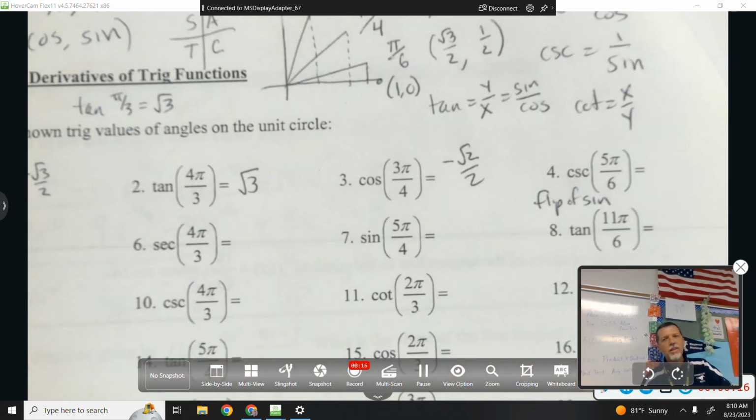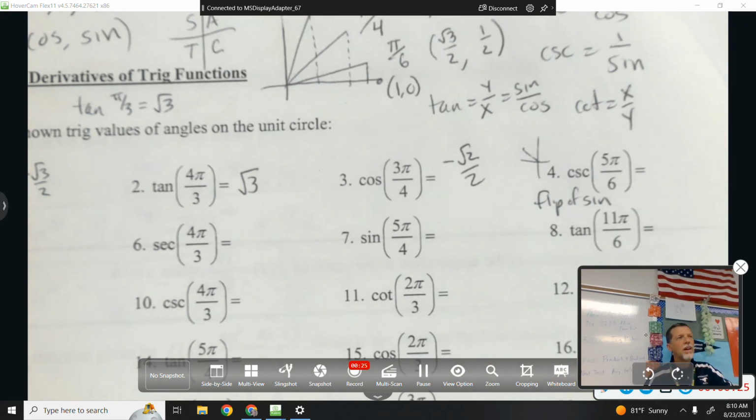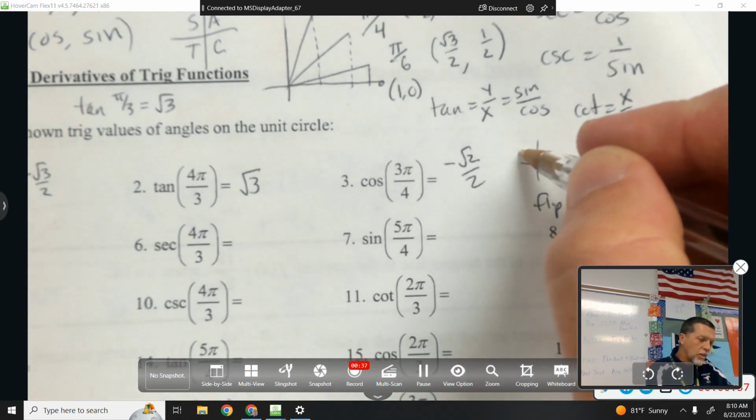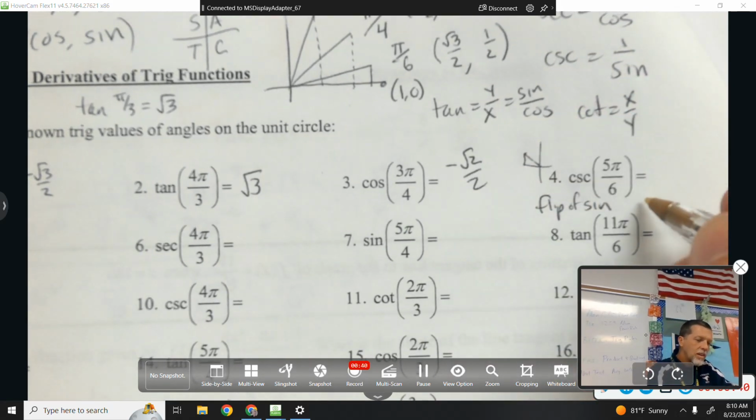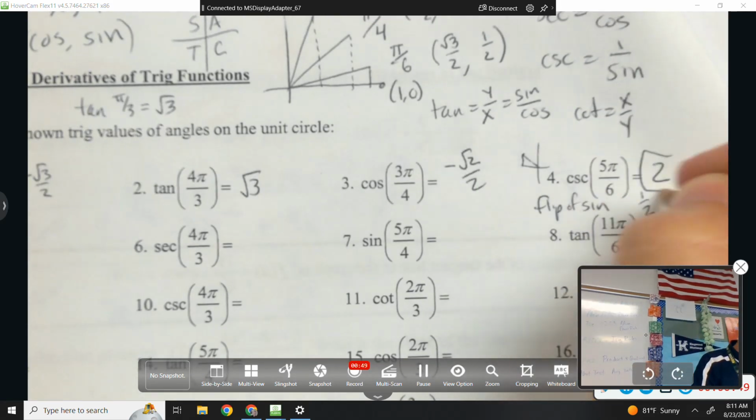So, Ian, what's the sine of 5 pi over 6? One half. And it's in the second quadrant, so the y-coordinate is positive. So it's a positive 1/2. Well, the sine is 1/2. But then when we flip it over, what's the flip of 1/2? That's an easy one to flip: 2.